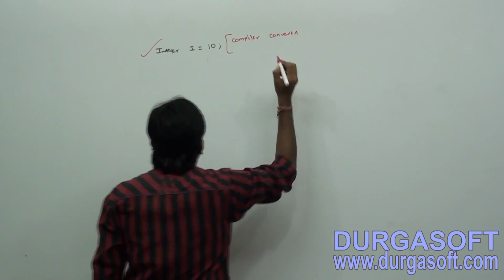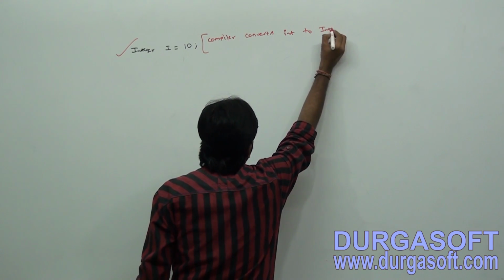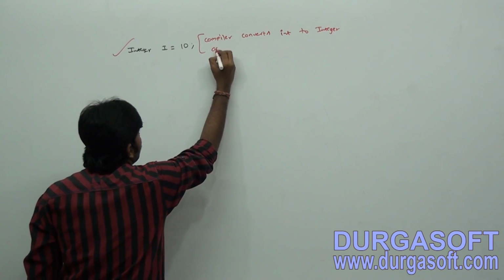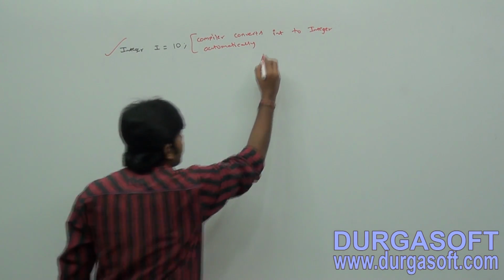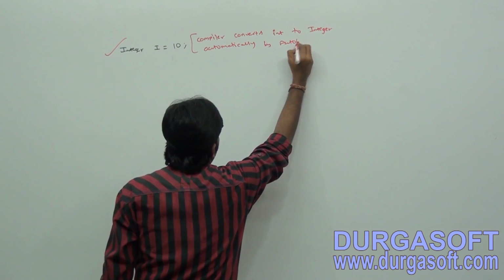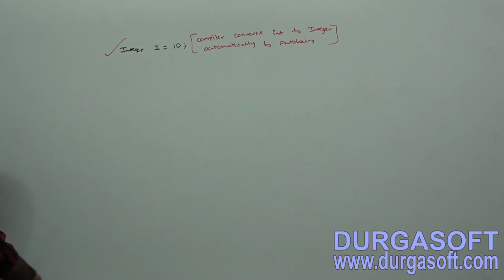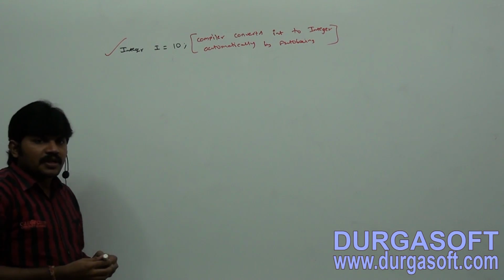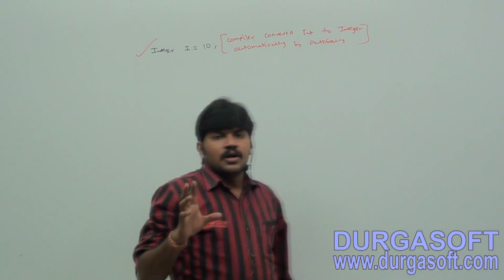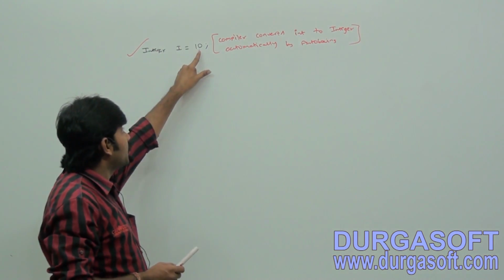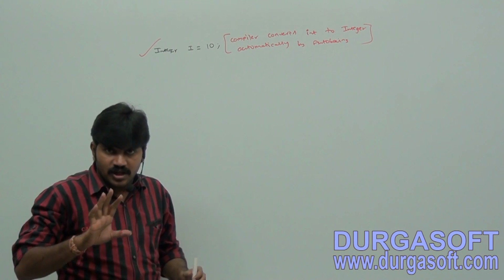The compiler converts 10 into Integer automatically by autoboxing. Are you able to understand? So can I spell out what is autoboxing? Automatic conversion from primitive to wrapper object by the compiler is nothing but autoboxing. Now the analogy is very clear for you.